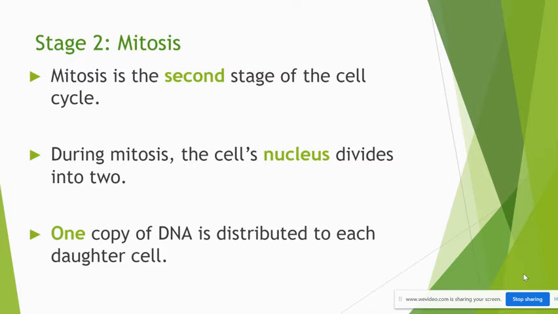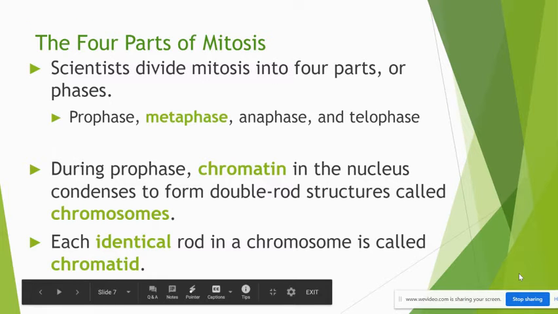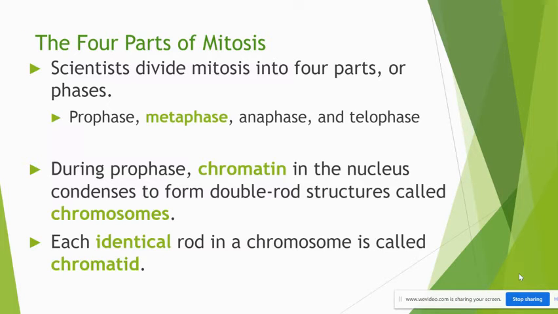So the second part of the cell cycle is mitosis, and this is where the cell's nucleus divides into two, and through that process, one copy of DNA is distributed into each daughter cell. Now, mitosis is a lot faster of a process than interphase, but it still does take some time, and mitosis is divided into steps. So the four parts of mitosis, or the phases, are prophase, metaphase, anaphase, and telophase.